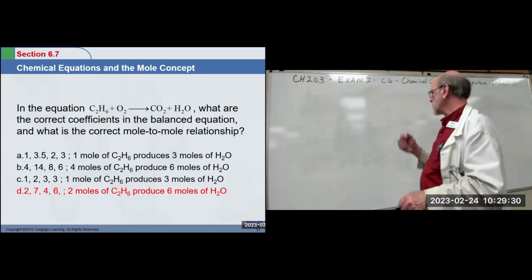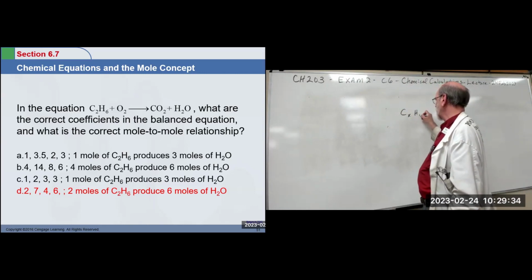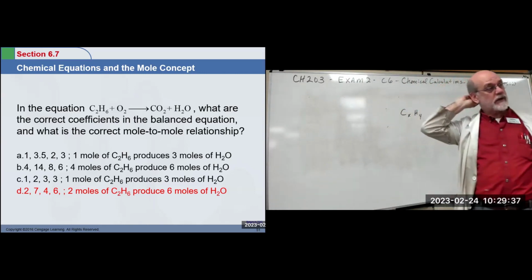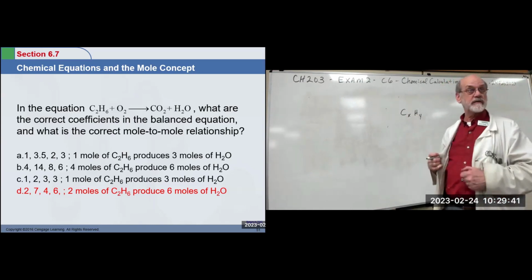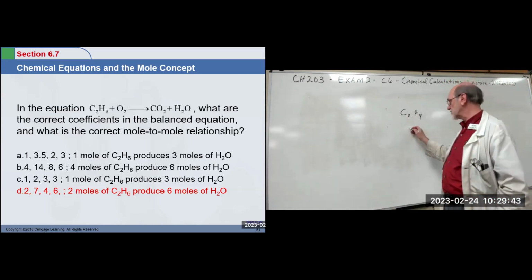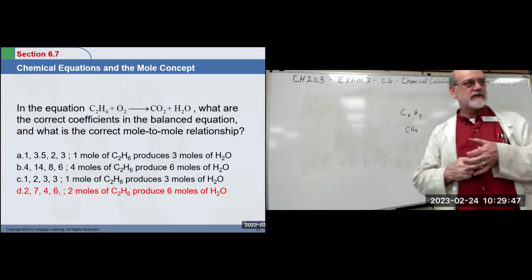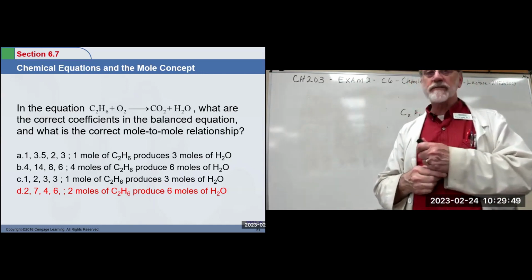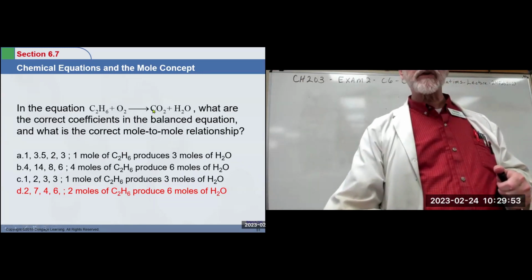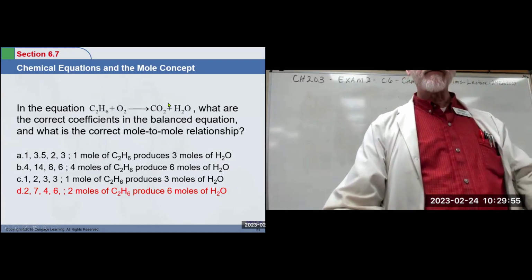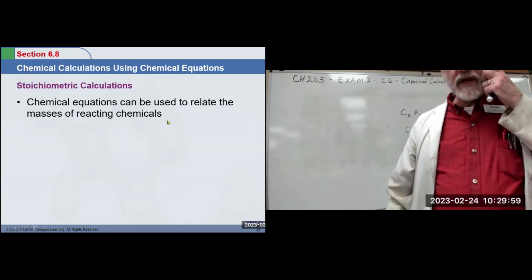All these are called hydrocarbons, where you have carbon and hydrogen together like that. All hydrocarbons use that fraction when they're burned in oxygen, except for one: methane. Methane doesn't need that trick, but the rest of them do. So any hydrocarbon with oxygen producing carbon dioxide and water, you're going to need that fraction trick. All right, stoichiometry.